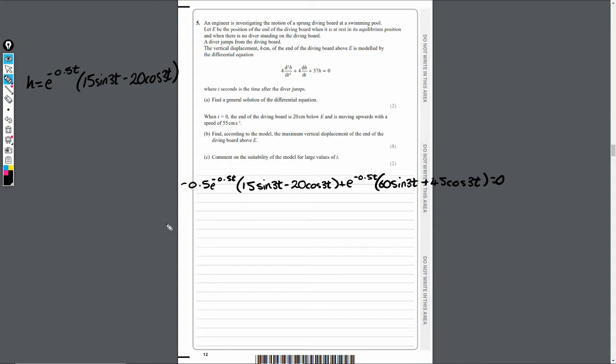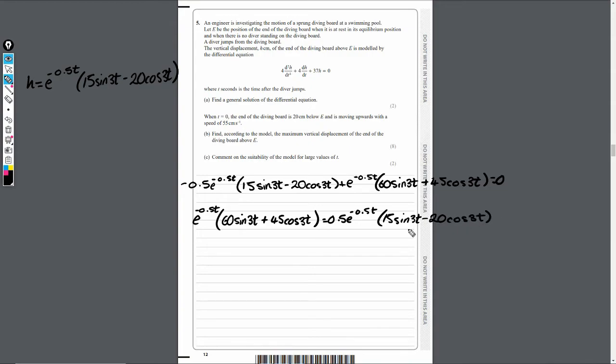So it's going to be e to the minus half t. So I'm going to set this equal to this side now, okay? So 0.5 e to the minus half t, 15 sine 3t minus 20 cos 3t.